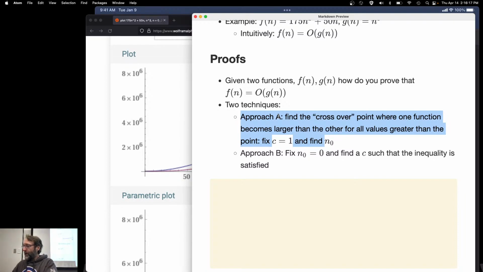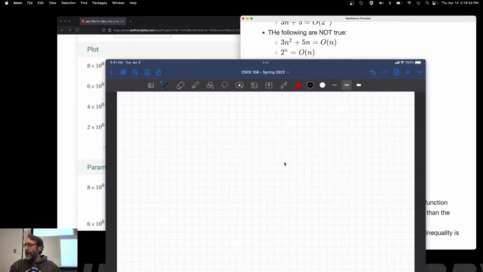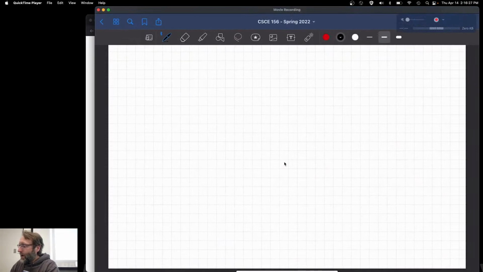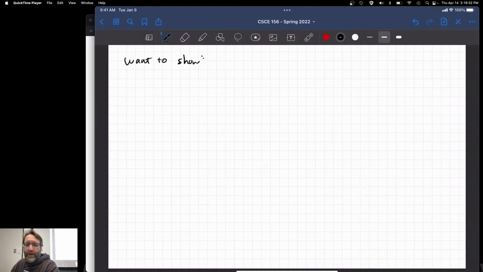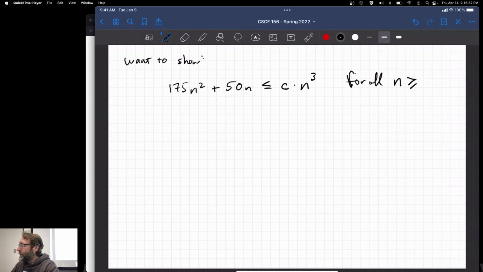For that, I'm thankful here that my iPad is now working. Yay. All right, good. All right. So let's go. We want to show that, what are my functions again? What were they? 175 n squared plus 50n is less than or equal to some c times n cubed for all n greater than or equal to n naught.